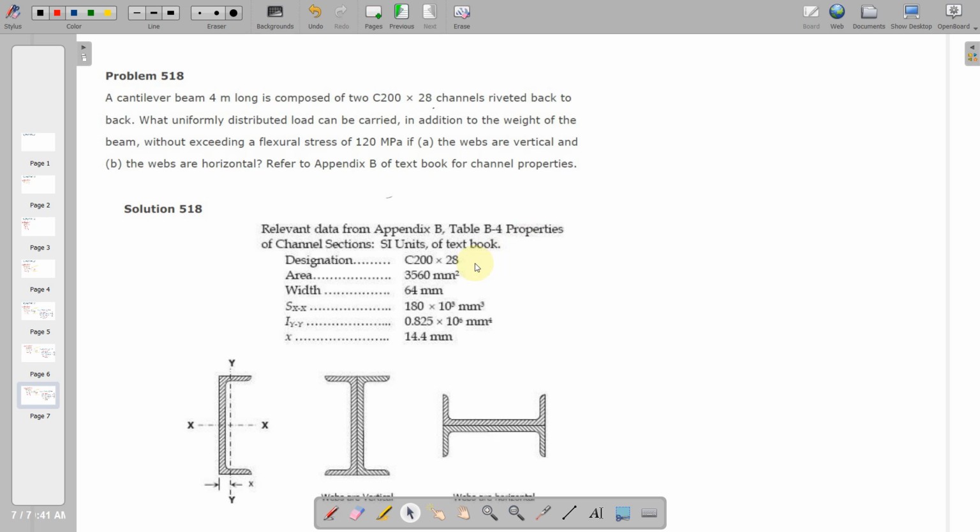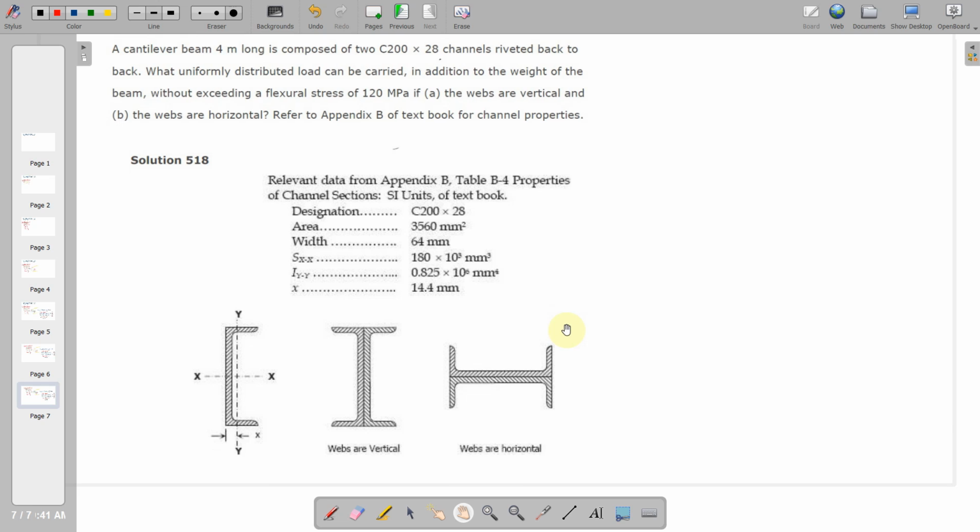So for C200 by 28, it has an area of 3,560 square millimeters. We have the width of the flange, 64 millimeters. The section modulus along the X is equal to 180 times 10 raised to 3 millimeter cubed, and the moment of inertia along Y is 0.825 times 10 to the 6 millimeter raised to 4. So here, let me have this as our center of gravity. Now on that center of gravity, our section modulus is computed.